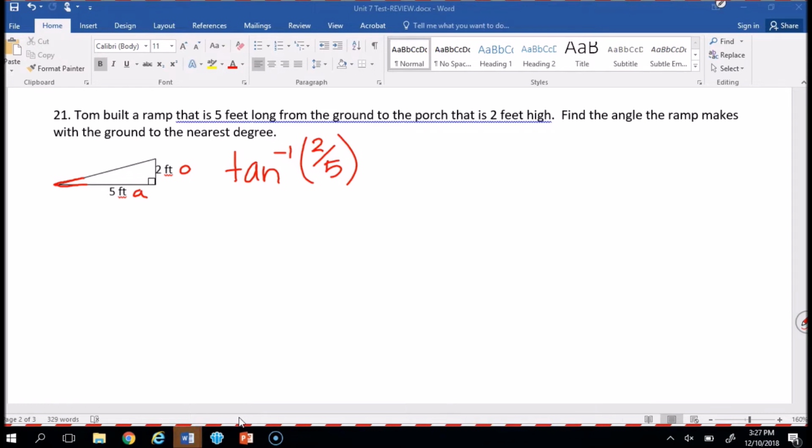And when we do that, it tells us that this angle is 22 degrees, because this tells us, again, to round it to the nearest degree. So when you guys are doing this inverse tan on your calculator, you're going to push second and the tan button, and that's how you get inverse tan.